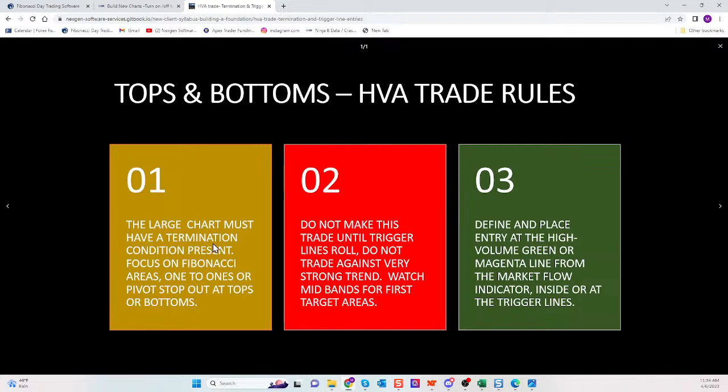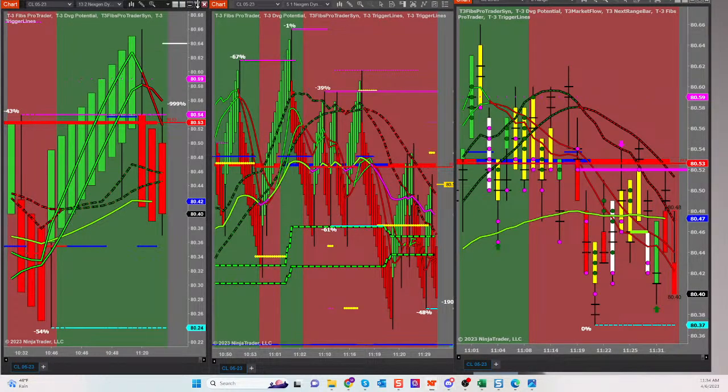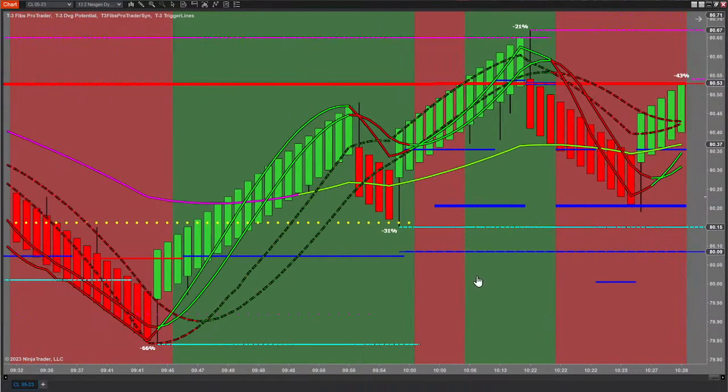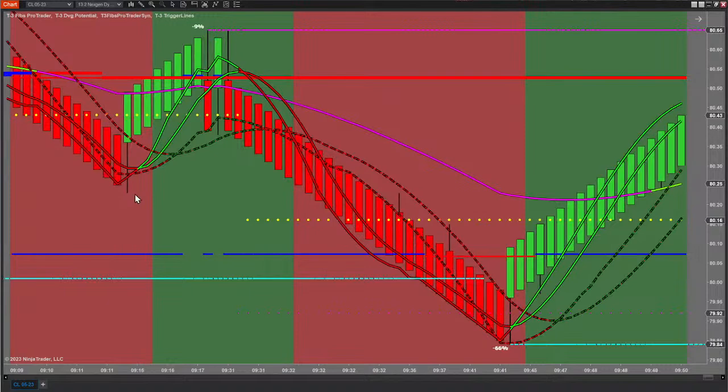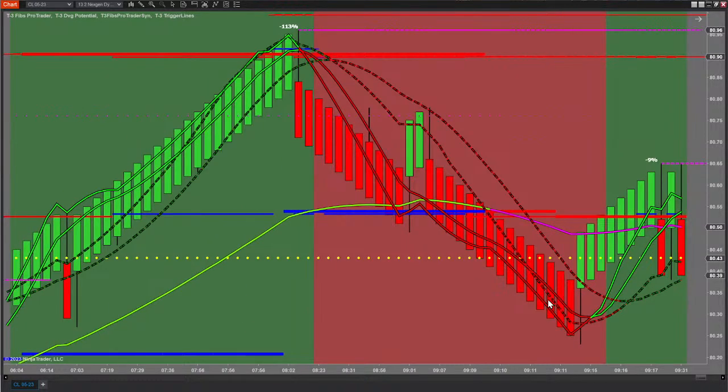So for a high volume area trade, the first thing that has to happen is the large chart has to have a termination condition present. And Safia, as you go looking for these termination conditions on the 13.2, you want exact termination. You want Fibonacci-based areas that none of the trigger lines break through. That's the termination condition that sets up an HVA. Not an overrun. That's the best of the best.